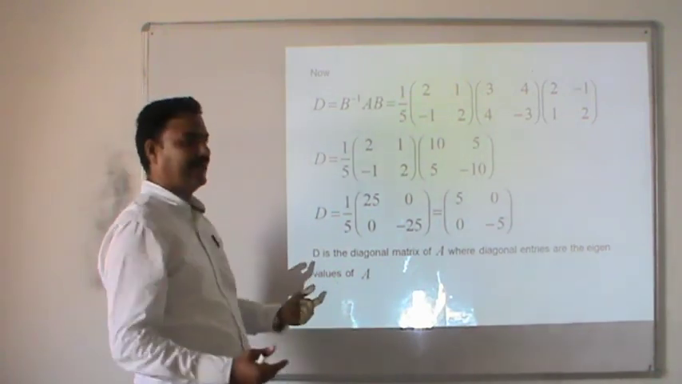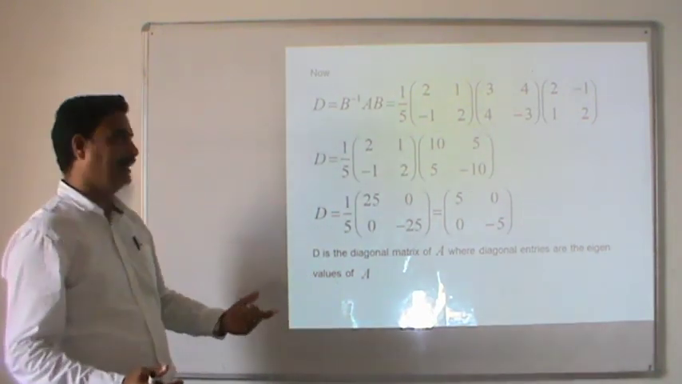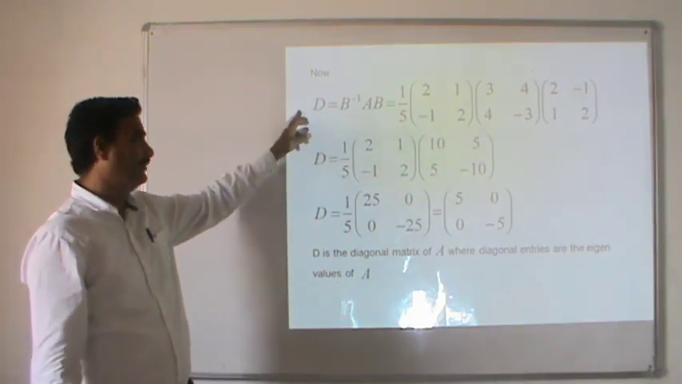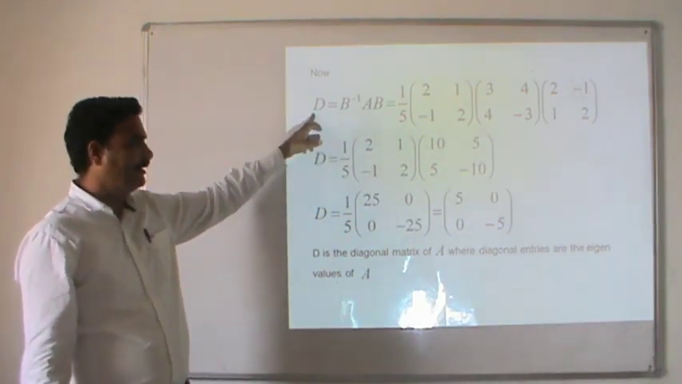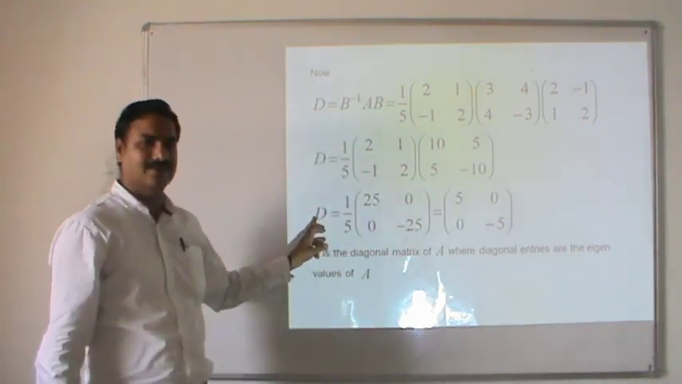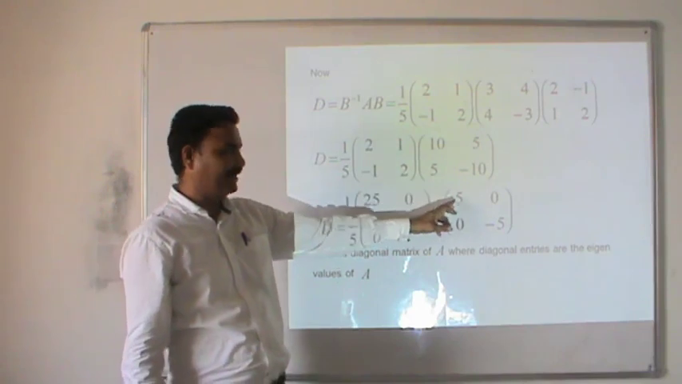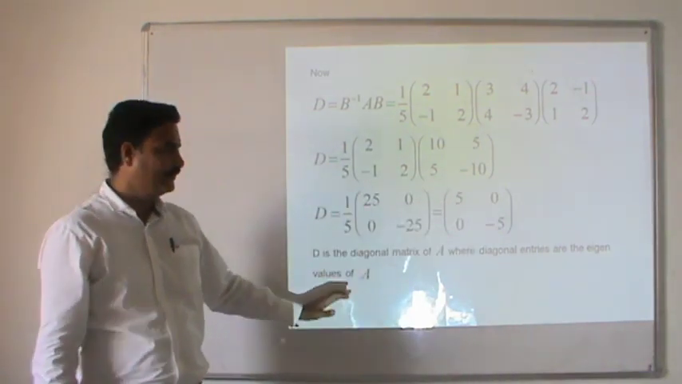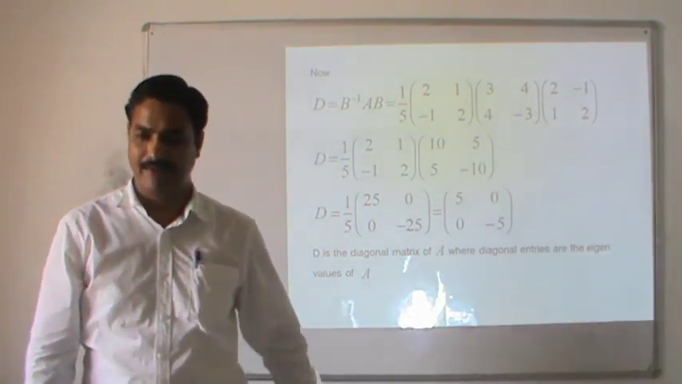And as soon as we get B inverse, A and B, we finally multiply them in order to diagonalize our matrix, which we represent by D. So finally, we conclude that this diagonalized matrix D consists of eigenvalues in the principal diagonal, and all other entries are 0. In this manner, we diagonalize any matrix.